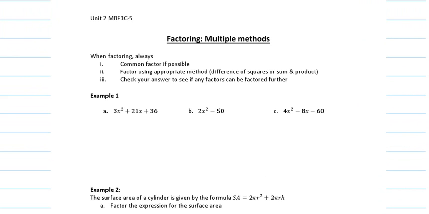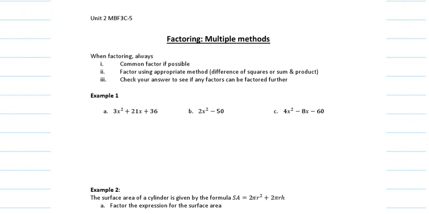I just said, right? Common factor if possible. That's the first thing you want to do. Then factor using the appropriate method. So either you're going to factor using difference of squares if you have a binomial with squared terms and a minus, or you're going to use sum and product if you have a trinomial. Okay? Then after that, you can check your answer to see if any factors can be factored further.